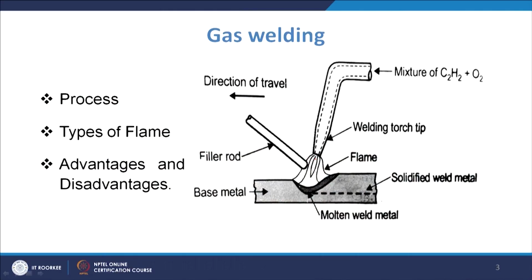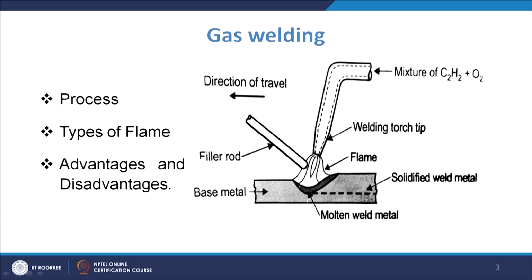Similarly, if you give a large amount of C2H2 or a lesser amount of O2, you will have a carburizing type of flame, because it will have a carburizing effect. And on the contrary, if the mixture is such that C2H2 is less than O2, or O2 is more than C2H2, you will get an oxidizing flame. So, normally you get three types of flames, and these flames have a temperature close to 3000 to 3500 degrees centigrade, depending upon this.